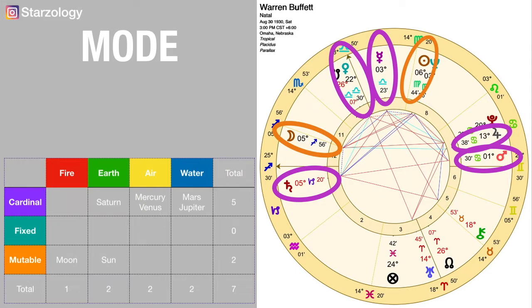So the cardinal planets are Saturn, Mercury, Venus, Mars, and Jupiter in the purple. There are no fixed planets in this chart, and there are 2 mutable planets, the Moon and the Sun. So there are the totals there: 5 cardinal, 0 fixed, and 2 mutable. This is giving a dominance of the cardinal mode, and we'll note that.